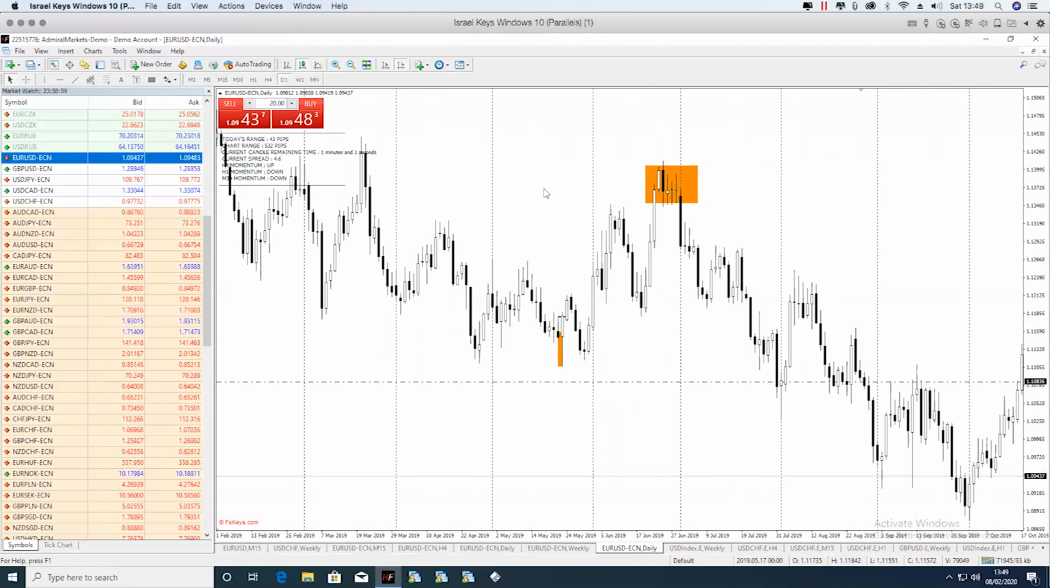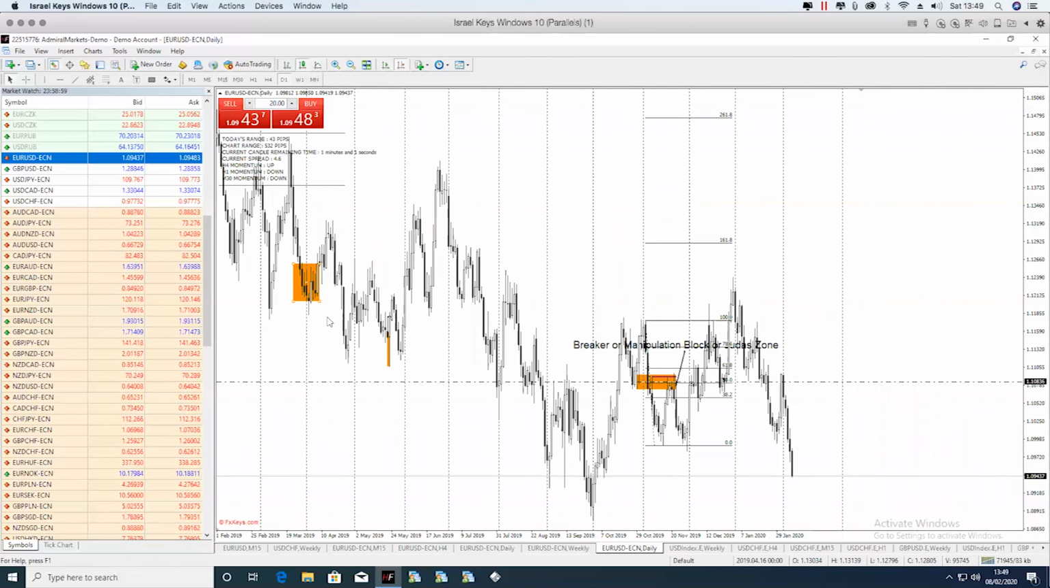Let's use this. So let me give you an example on a daily chart. Okay, so there is an example. The higher up you go in the charts, the harder they are to spot, but you can still see them if you know what you're looking for.